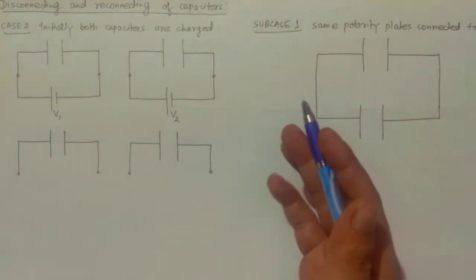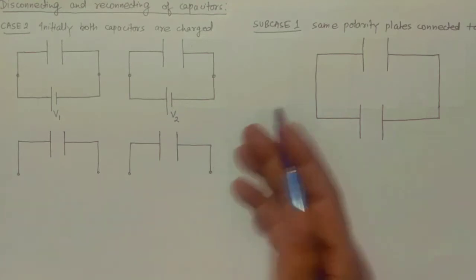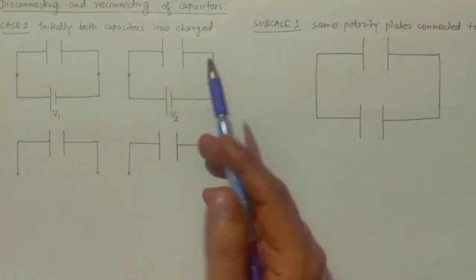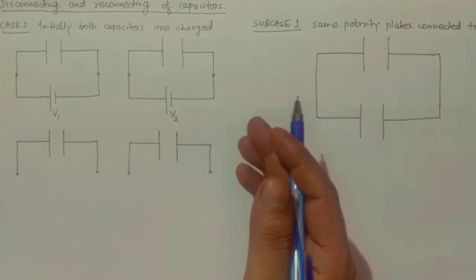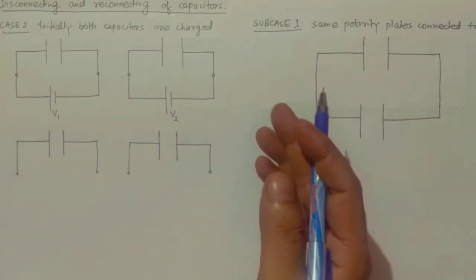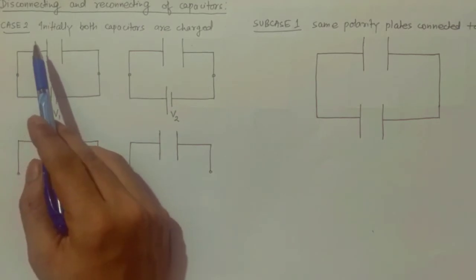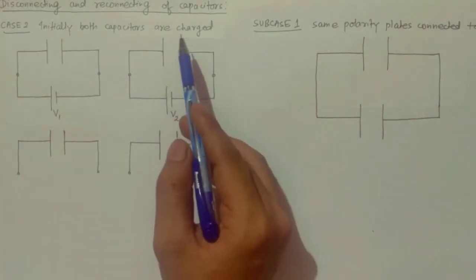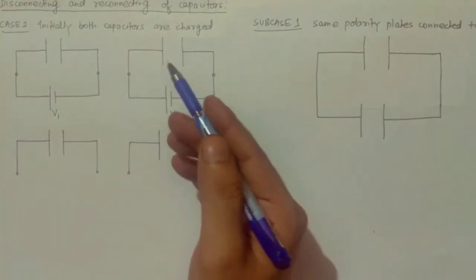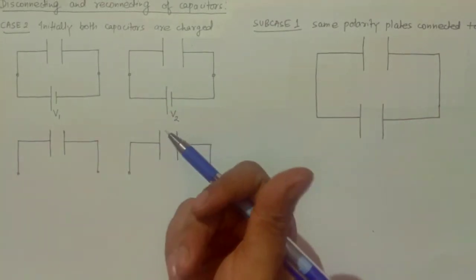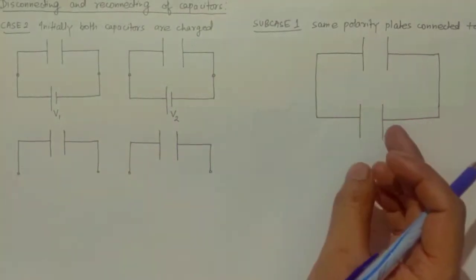Now this is the second lecture on disconnecting and reconnecting of capacitors. In the previous video, one of the capacitors was charged and the second was uncharged. But now in this case, that is case 2, we will see that both the capacitors are initially charged, and then we will see how the charge redistribution will take place between them.